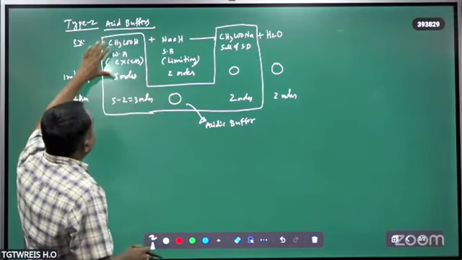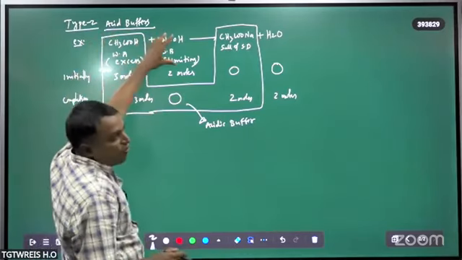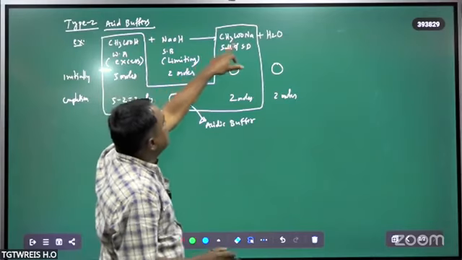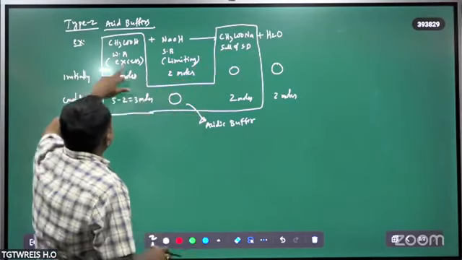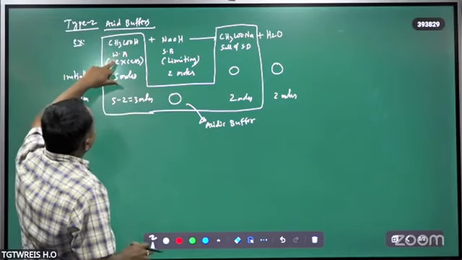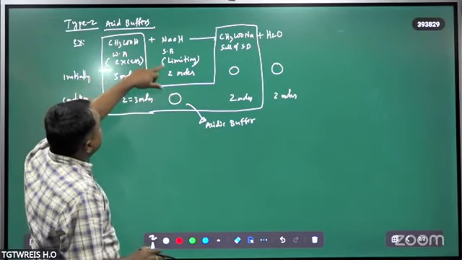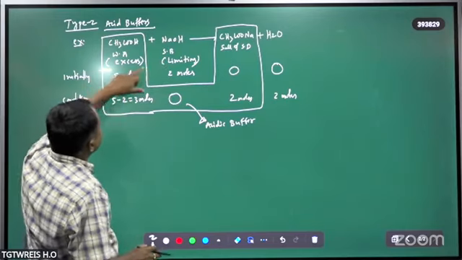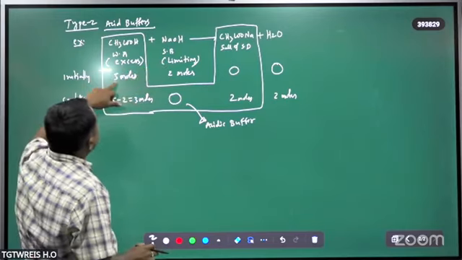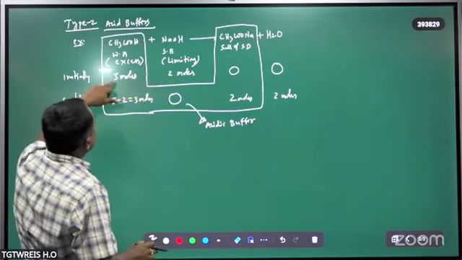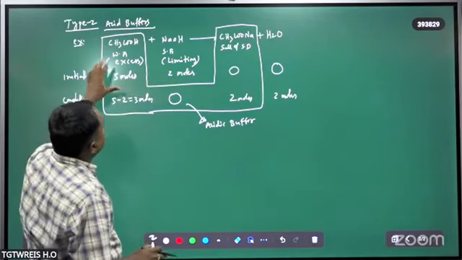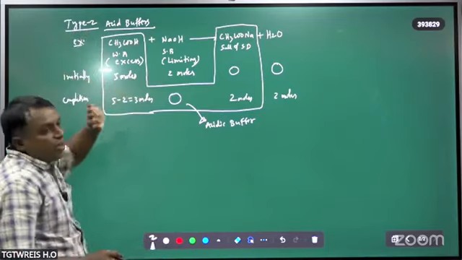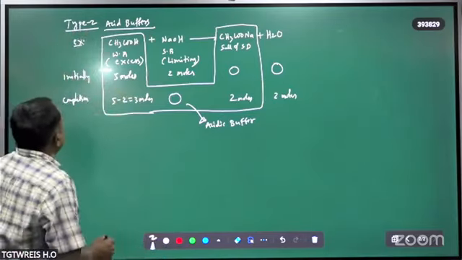But here we are adding what now? Acetic acid to strong base NaOH. You will get what now? These two, CH3COONa plus water. But the acid must be taken in excess and the base must be taken as the limiting reagent. This is in excess, this is limiting. This is 5 moles, this is 2 moles. If you take this as 10 moles, this is 5 moles. In that way only you will get an acid buffer solution. So this is the second type of buffer solution.